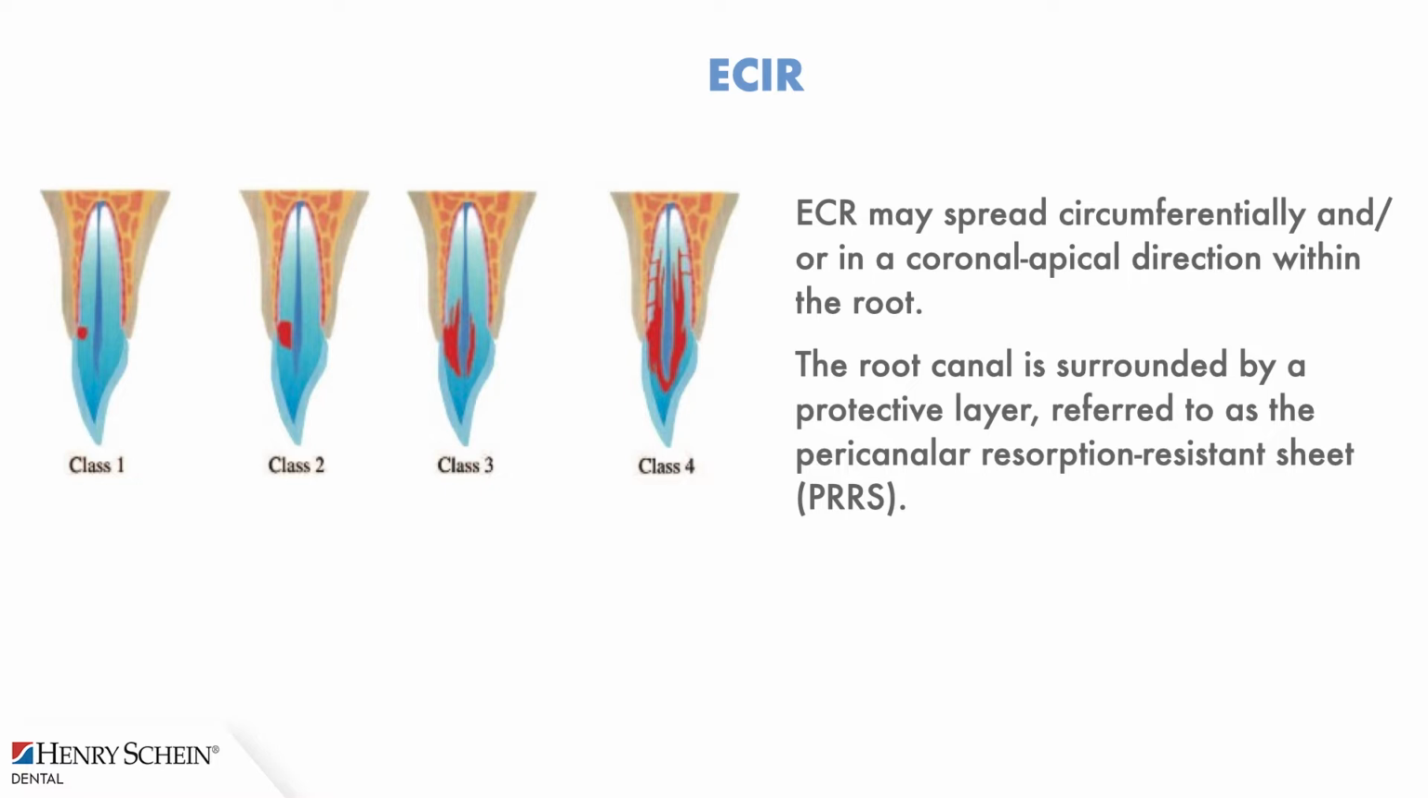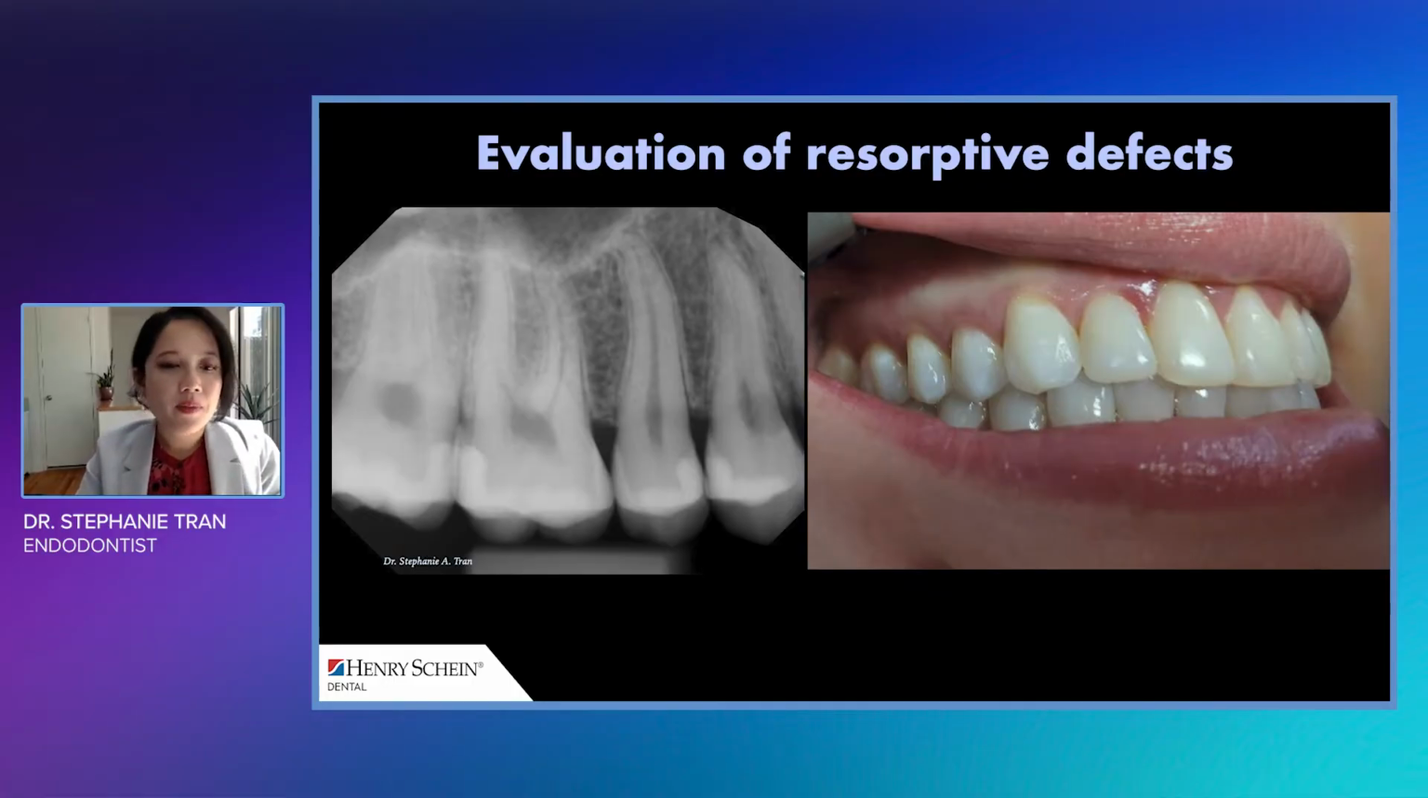So what we'll see often in the CT or the 2D X-ray is the resorption around the canal system, but you'll see very specific lines around the canal that show that the resorption had not gotten into the canal itself. So what does it look like?